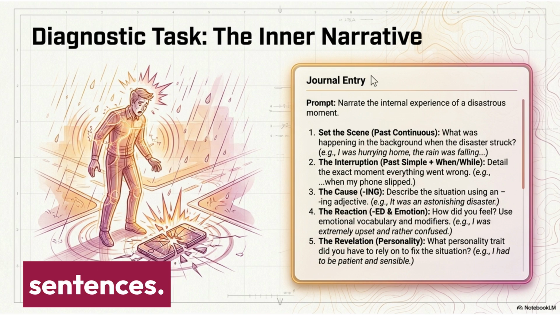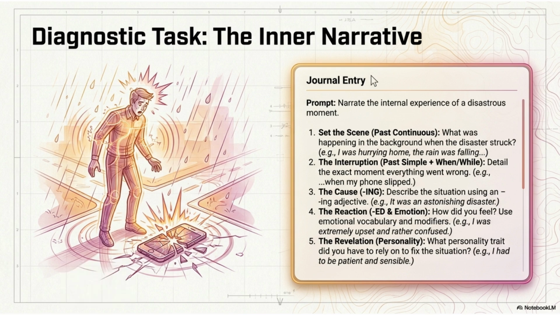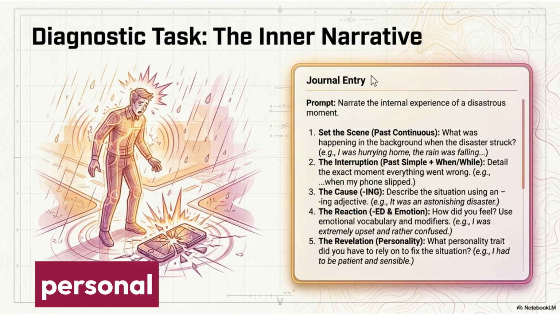Complete these sentences. I used to. Now I. In the future, I hope. This simple structure helps you tell your personal story clearly. Instead of listing adjectives, you're explaining how your identity has changed over time.